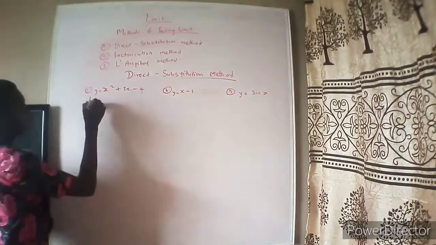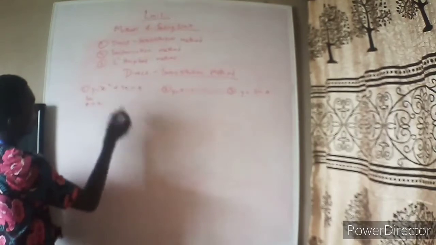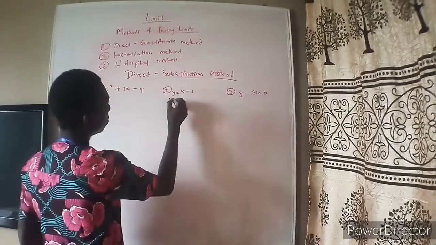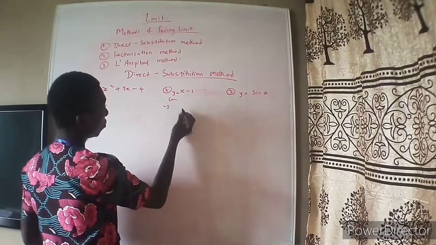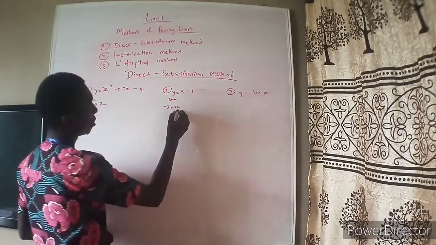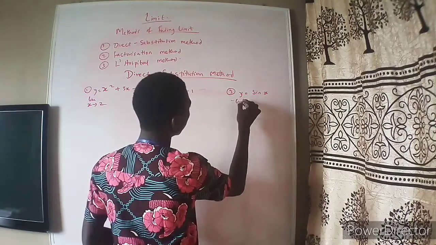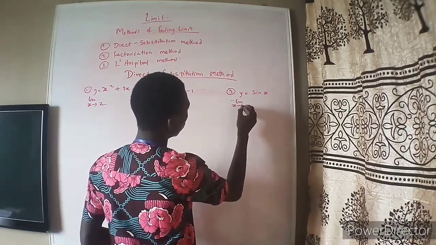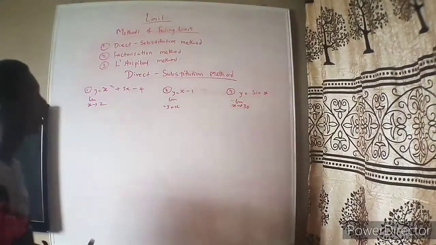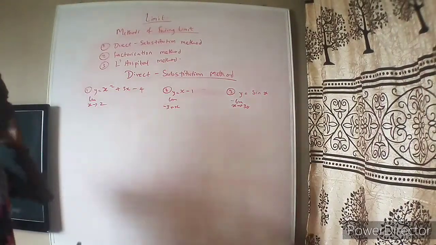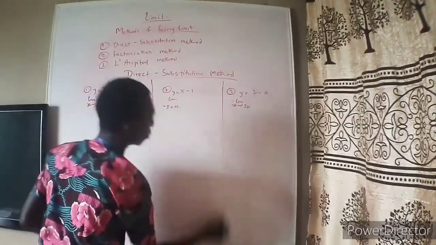Let me now assume limit x tends to 2. Let me limit x to be minus 3 instead. Then here let me limit x to be 30. Now I have 3 questions. I'm now to solve them differently. Let me divide them, give them their columns.